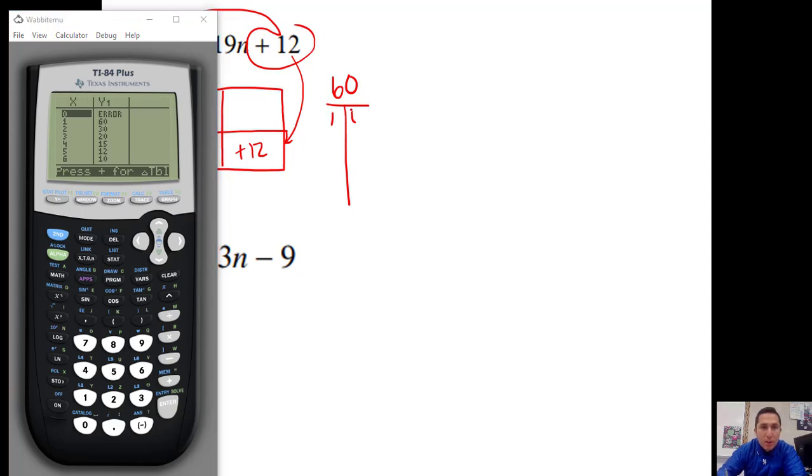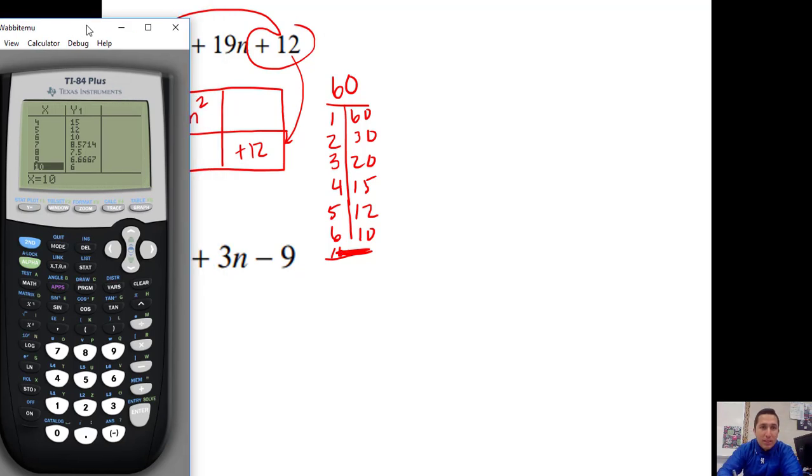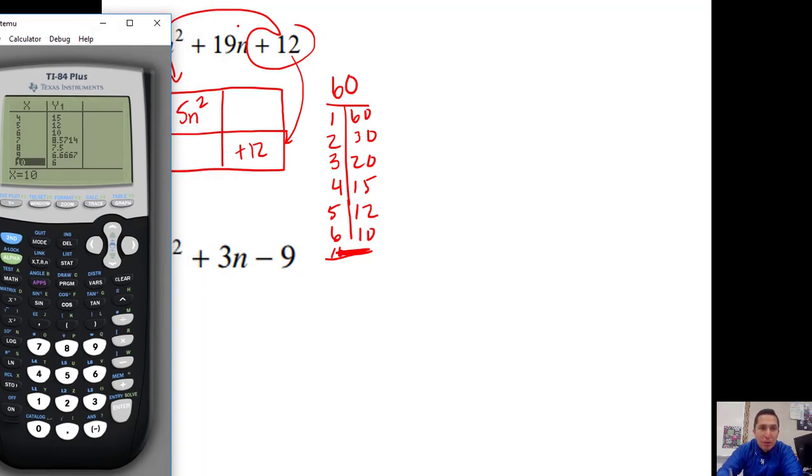Second graph. Let's start building this table up. It goes 1, 60, 2, 30, 3, 20, 4, 15, 5, 12, 6, 10, 7 is a decimal, 8 is a decimal, 9 is a decimal. Then it goes to 10, 6. Hey, but I already have 10 and 6, so I'm done. Now, the same rules apply. I'm going to take this middle term, this 19, and figure out which pair of numbers I can use to get me to this 19.